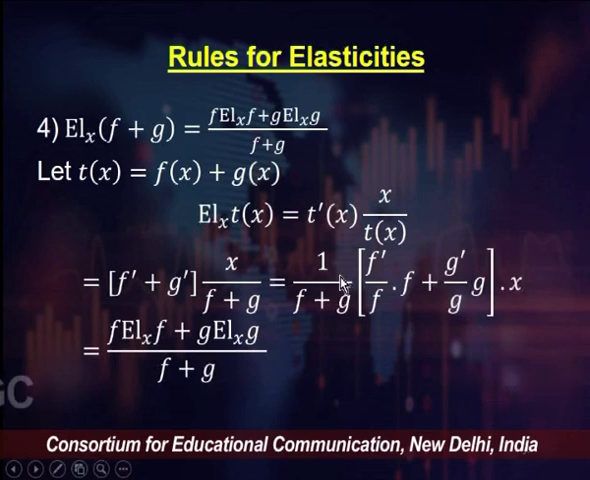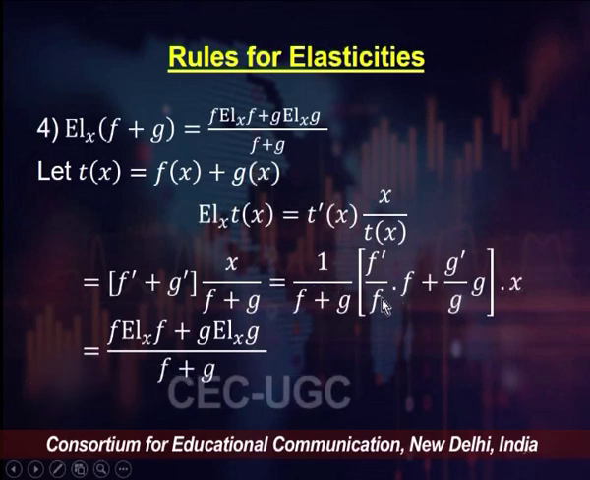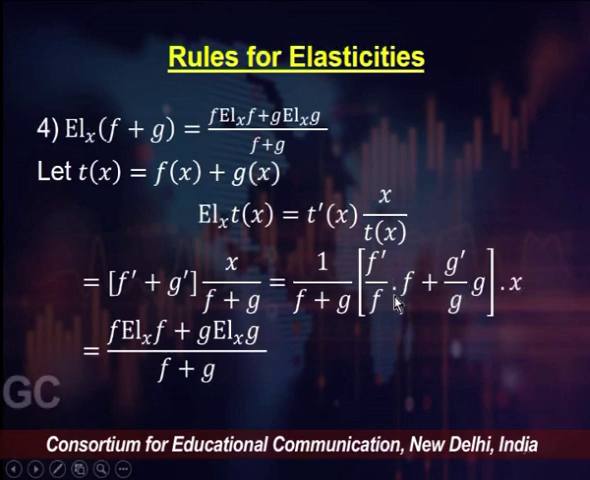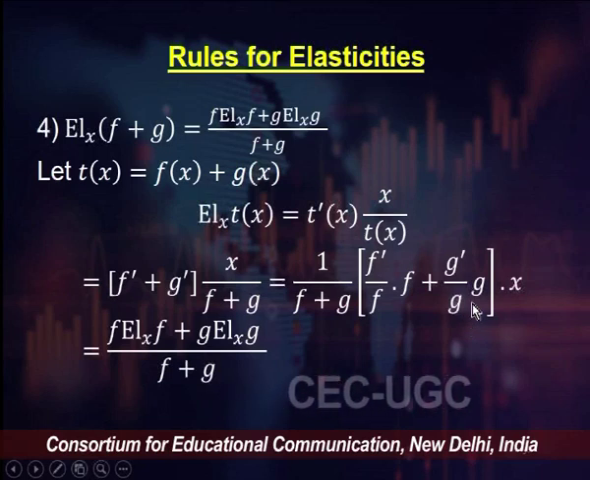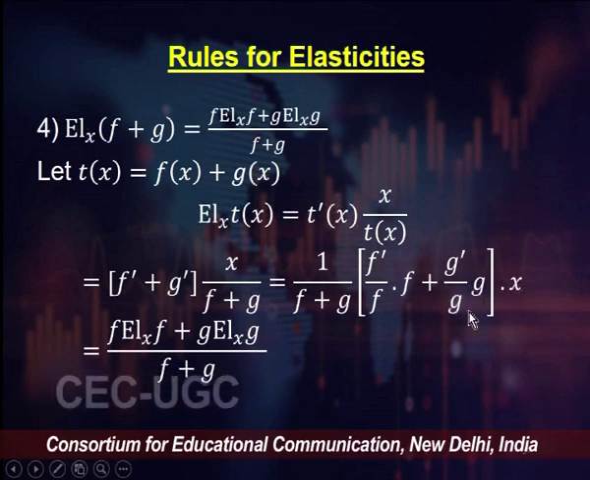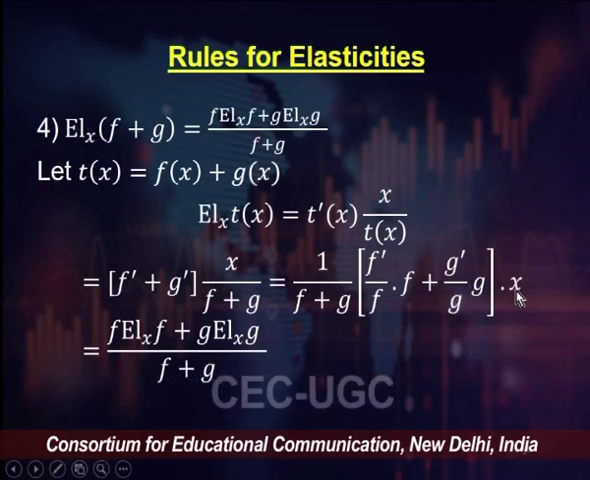And now what I have done is I have taken 1 upon f plus g out up front, and then I have f prime divided by f times f plus g prime divided by g times g. I have just multiplied and divided by f here in this first term in the brackets, multiplied and divided by g here, the whole thing multiplied by x.